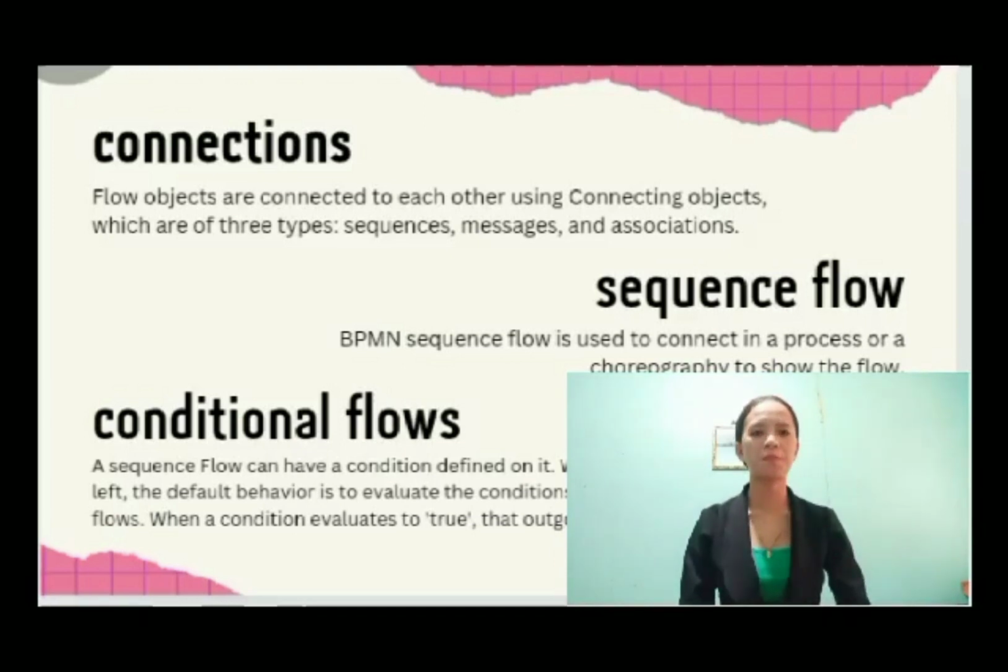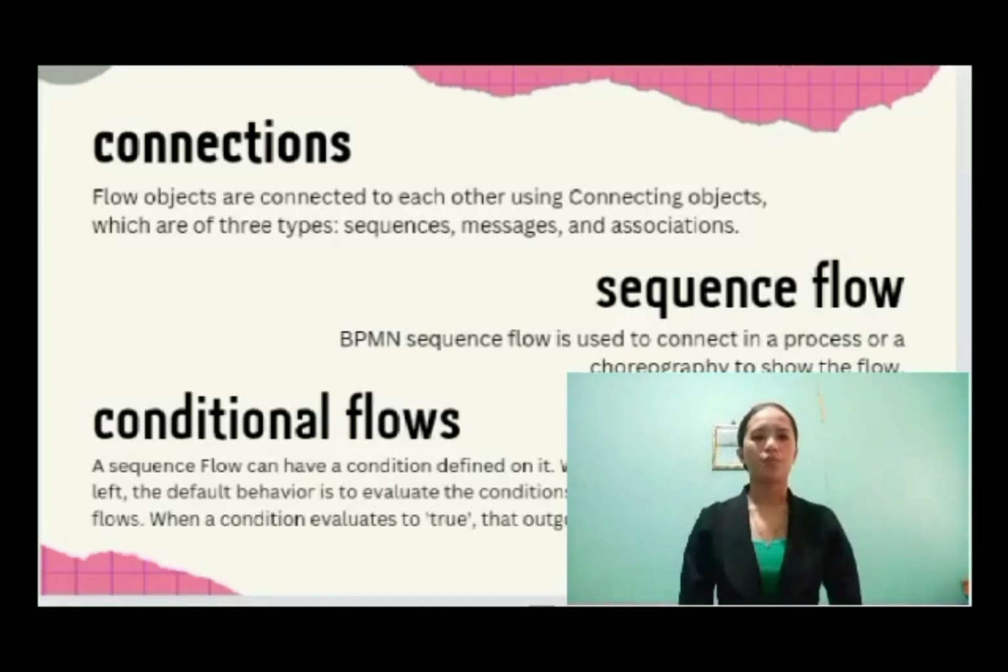There are three types of flow objects. I'll be discussing first the sequence flow. These are connecting objects that show the order in which flow objects will be executed. These represent a sequential flow of activities in a process. The best example of this is creating a product. On creating a product, it should be processed step by step.